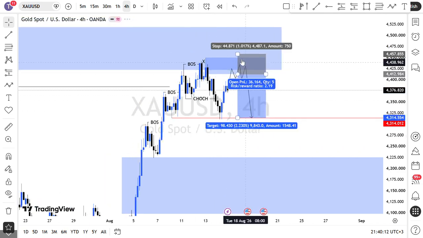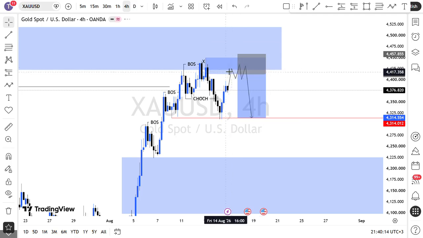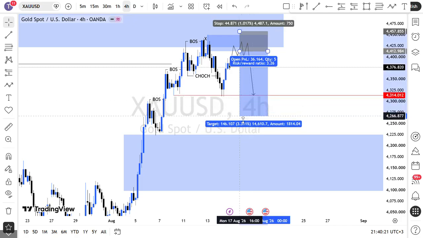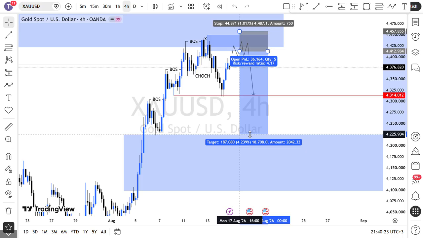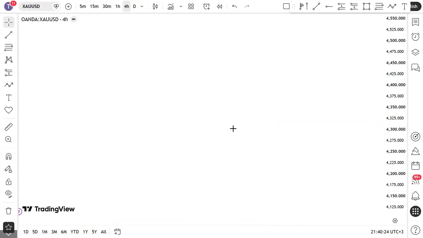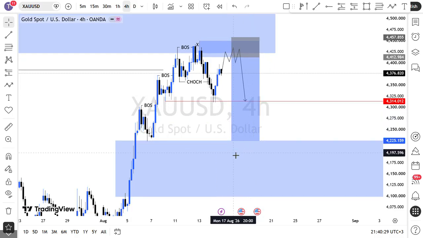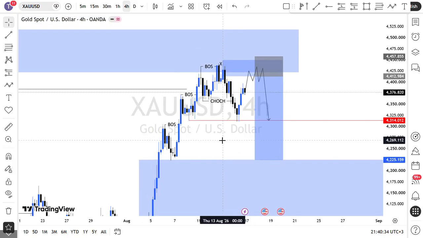I need to see price having that change of character from that area, and then we take our selling opportunities up to this fair value gap in the daily time frame. So my first take profit will be below this low here, and then the full take profit will be at this fair value gap. So that is what I think on gold, guys.